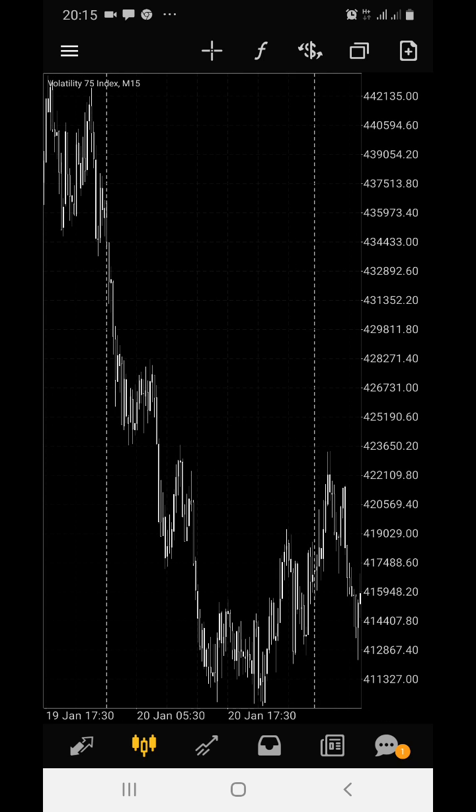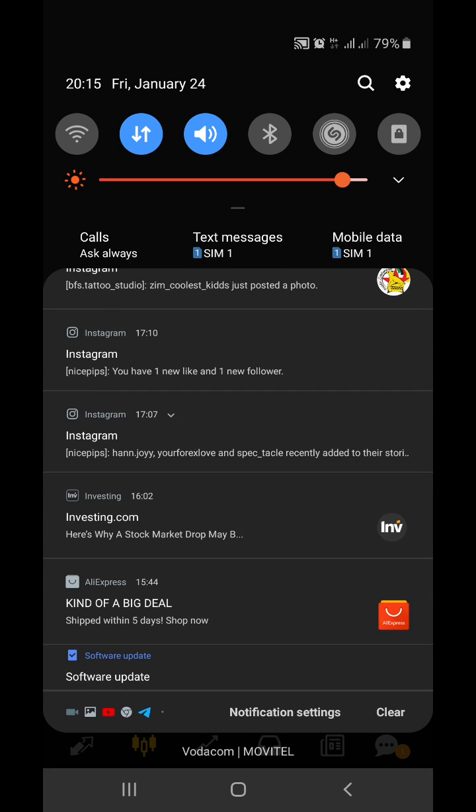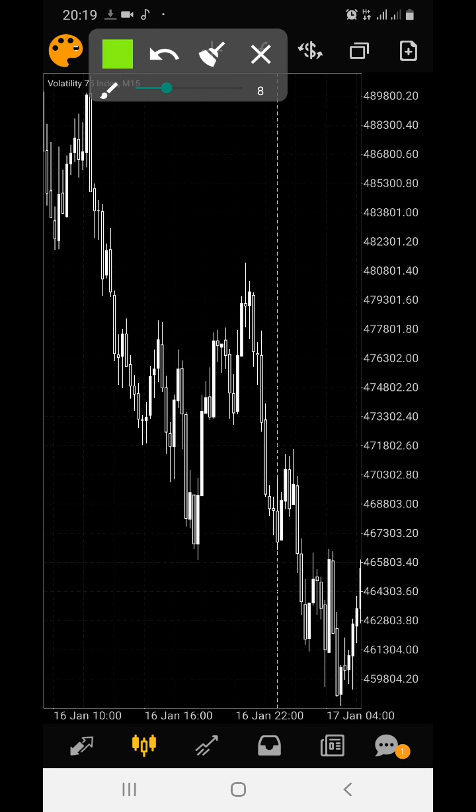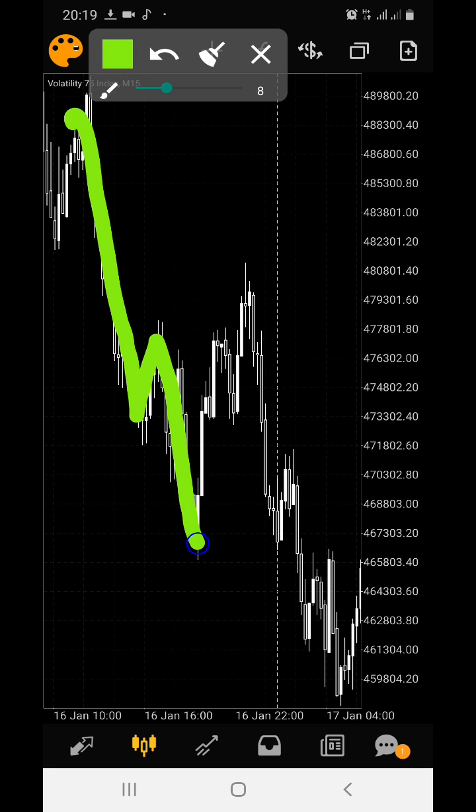Let us look at the head and shoulder as well. Yes, this is a good example of a head and shoulder. We have this. Goes down. Goes up. Then it's not reaching where we are supposed to take our profit.